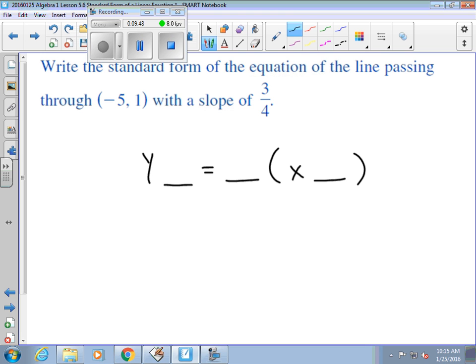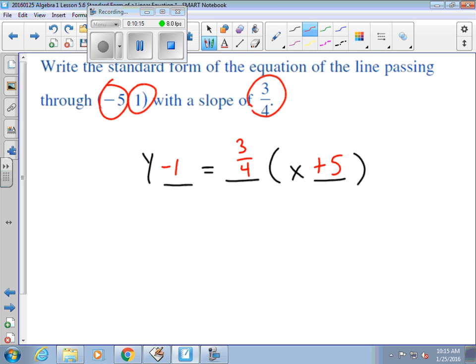You're given a point and you're given a slope. Logically you should write it in point slope form then. y minus y sub 1 equals m times x minus x sub 1. M goes here, 3/4. Y sub 1 goes here, the opposite, negative 1. x sub 1, the opposite goes here, positive 5. So if it just asks you for point slope form, our lesson from last week, you'd stop here.